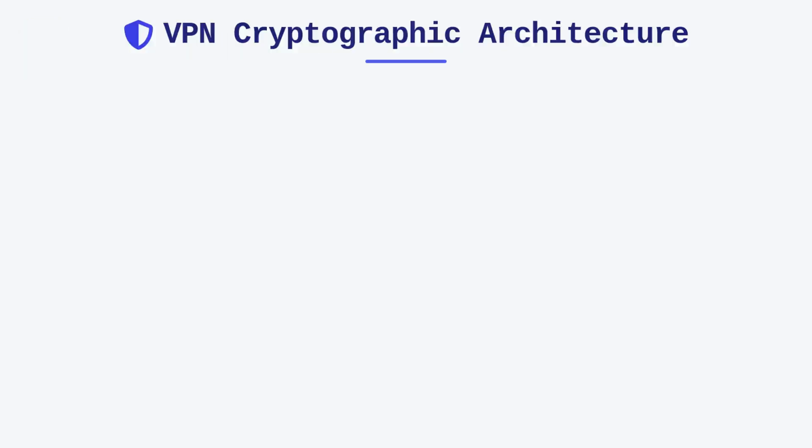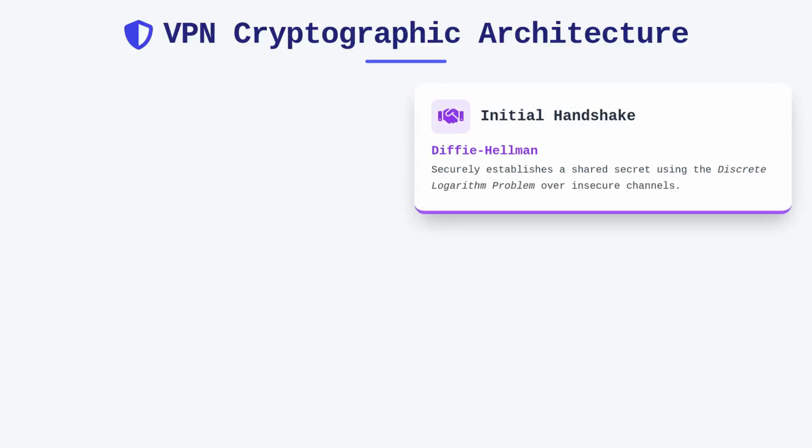The efficacy of any VPN architecture relies upon the strength of its underlying cryptographic primitives and the security of the initial handshake. Key exchange mechanisms, specifically Diffie-Hellman, allow two parties to securely arrive at a shared secret over an insecure channel by leveraging the mathematical difficulty of the discrete logarithm problem.